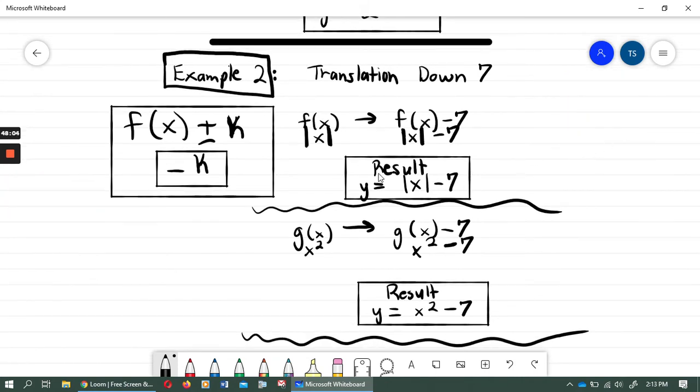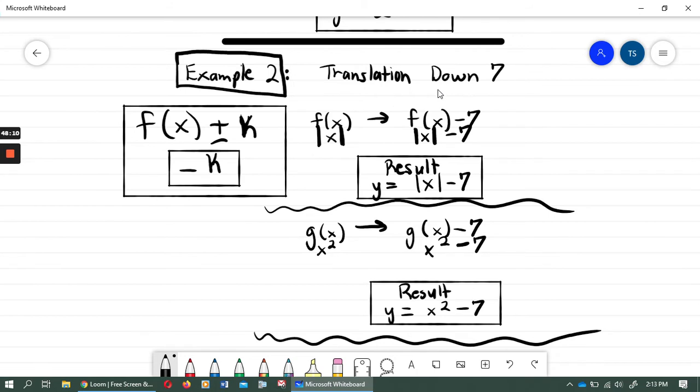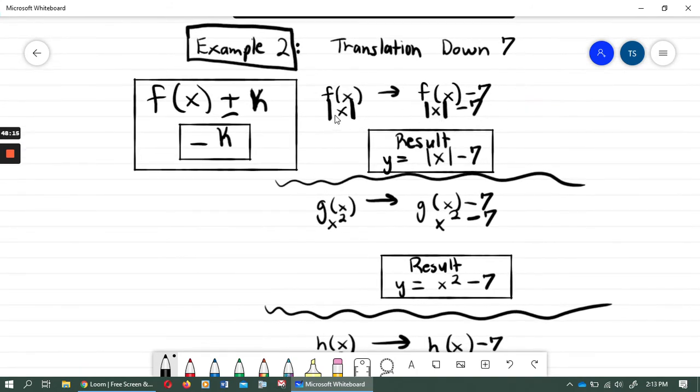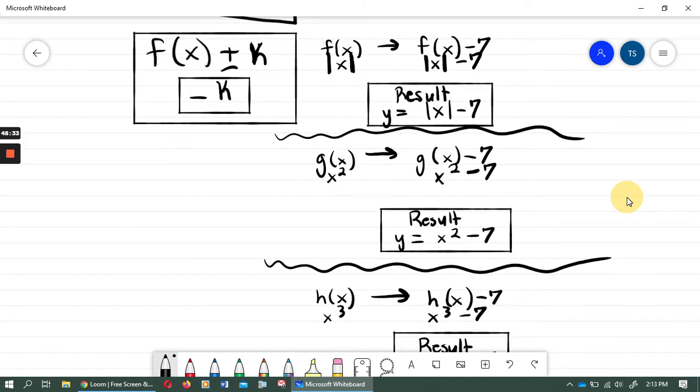So you're going to see the same pattern in all of these. I've got each of these functions shown here for us doing this translation down. Okay, so for this translation down for the absolute value, you can see the result here. There's not going to be any change happening inside of that function with the x, but the change is happening outside of the function, right? So no change happening inside the function, but only outside of the function. All right, so that's how each one of these is going to look.